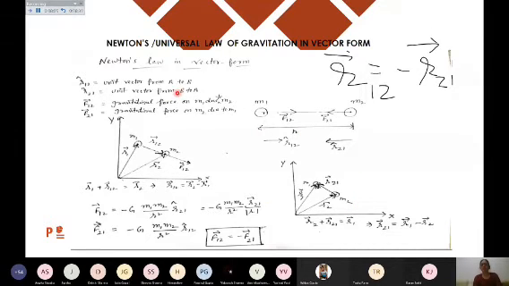These concepts of position vector, unit vector and displacement vector should all be clear to you so that there should not be any doubt in the numericals about how you have to take the direction. Direction is this only. Either I can write F12 is equal to, with a positive sign, G M1 M2 upon R square into R12 cap. That is also correct. So both ways are correct, but we prefer to write with the negative sign simply to show the attractive nature of the gravitational force.